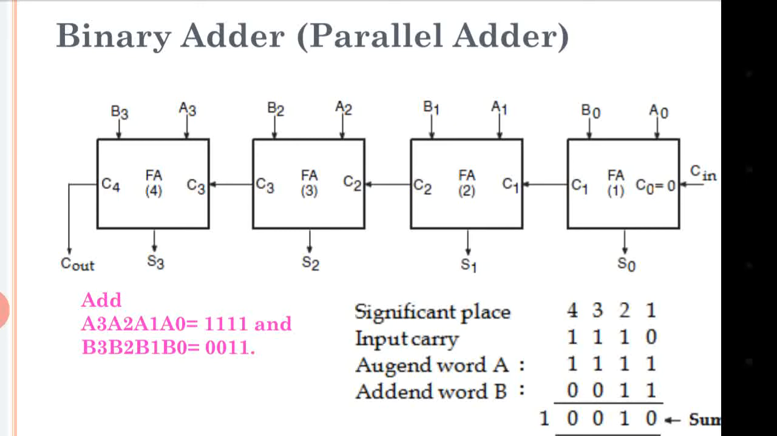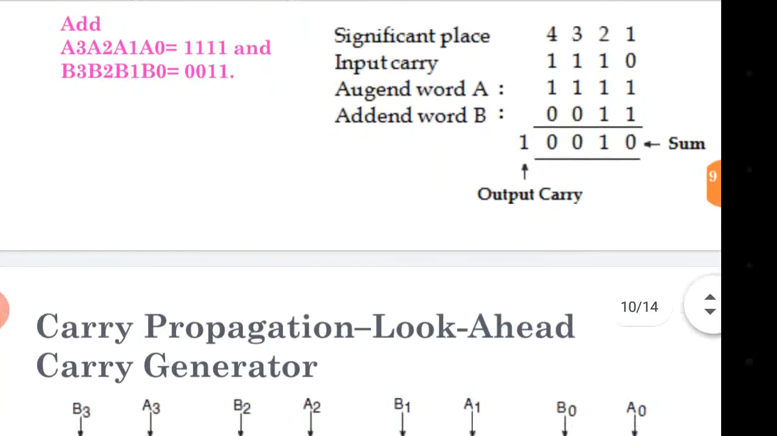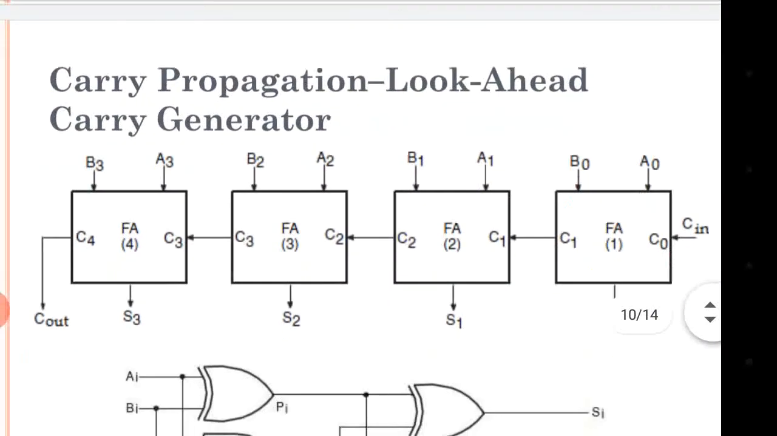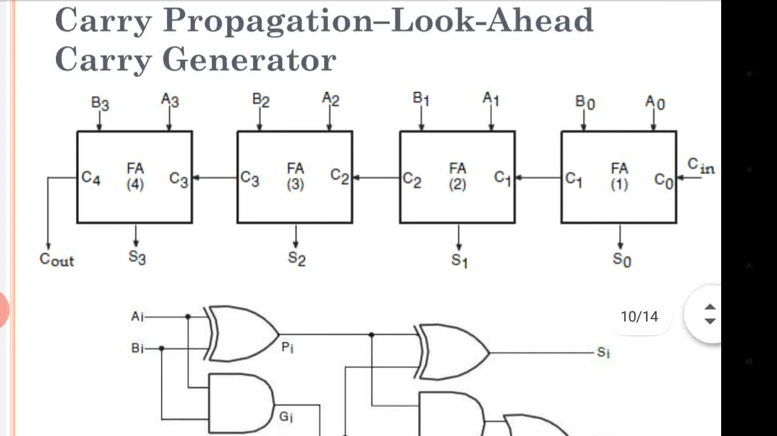And we also know the internal logic of a full adder. For sum it is an XOR gate, and for carry it is AND and OR logic. So propagation delay is getting added. The problem with the binary adder or the parallel adder is that if the number of bits increases, the propagation delay will go on adding, and S0 and the nth bit will not be generated at the same time. So to overcome this problem, the carry look ahead generator circuit is used.